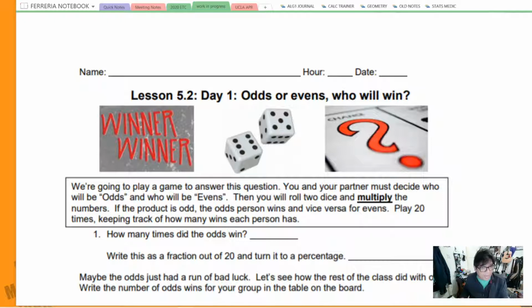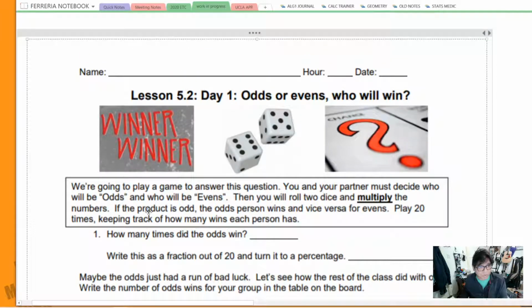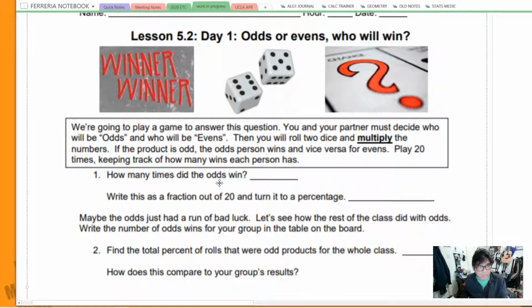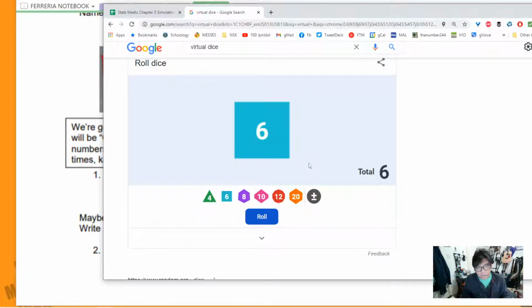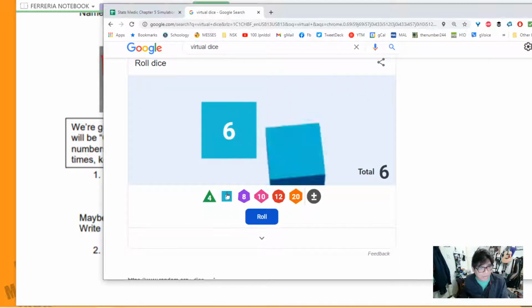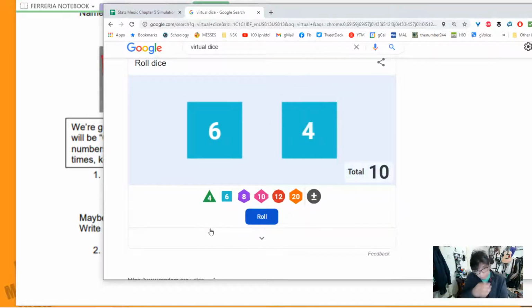So I'm looking ahead just a little bit here, and it just says how many times did the odds person win. So really we're just going to be concerned about the odds. How many times, when you multiply, will we get an odd result? Now Google has a nice thing that you can use to roll dice. I just Googled virtual dice, and I'm going to put 2 of them on the board. We're going to multiply them.